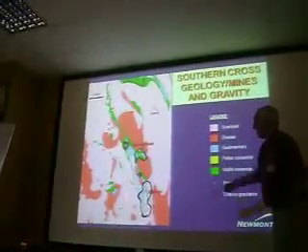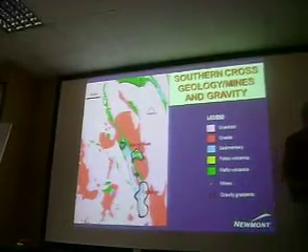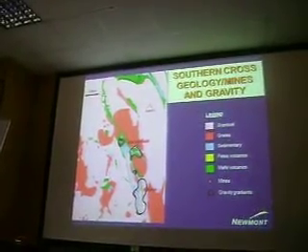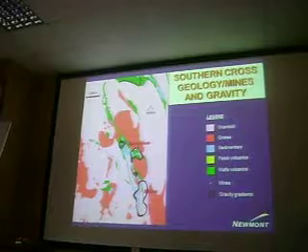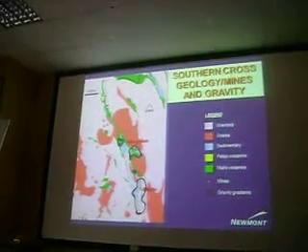We get these gravity anomalies, and you can see they're very strongly related to the mineralization. They're not direct gravity. They're gravity gradients that are related to the mineralization.